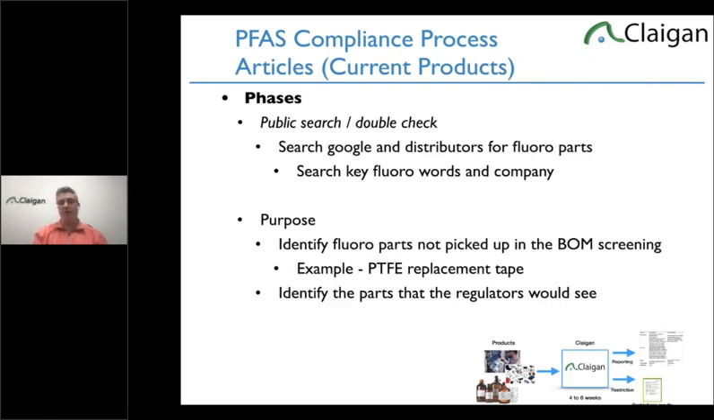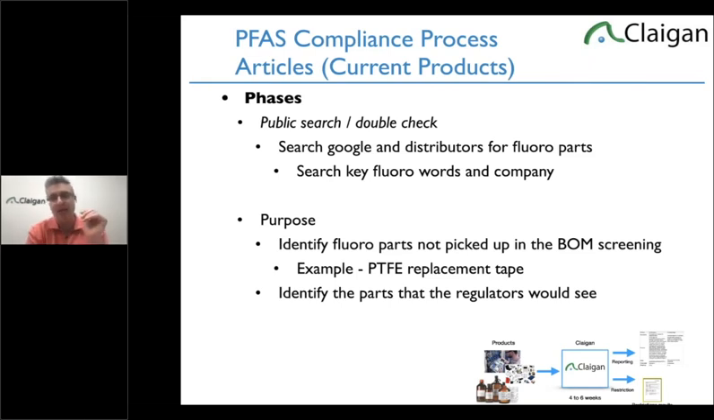Then we also do a public search double check. Like, what do you mean? We literally do a Google search of you guys and fluoros, some different fluoro keywords. It's a bit of experience. The reason is your BOM is really good on your core product, but it is poor for legacy stuff and accessories. And that's where we find for a lot of companies the extra fluoros, where it's like, yeah, you make pool supplies, we have no fluoros. Yes, but you sell PTFE tape. Oh yeah, we do, don't we?